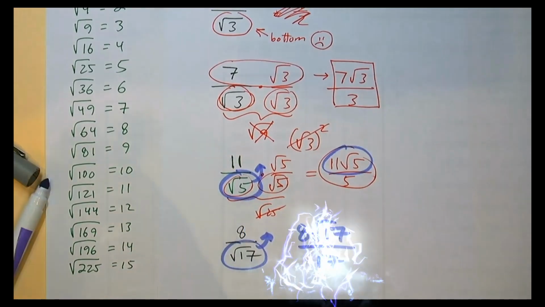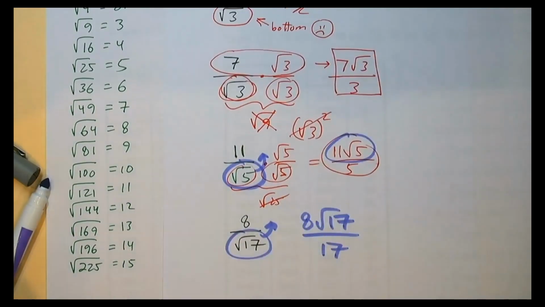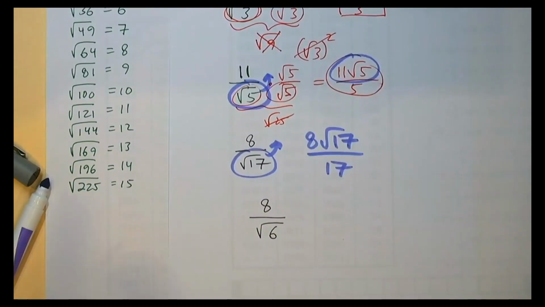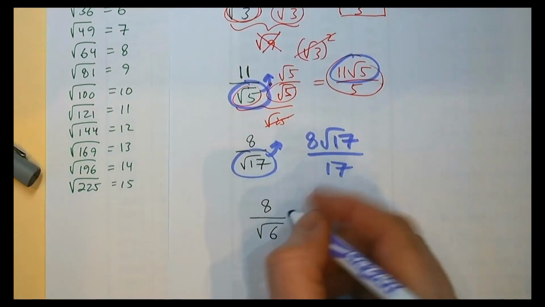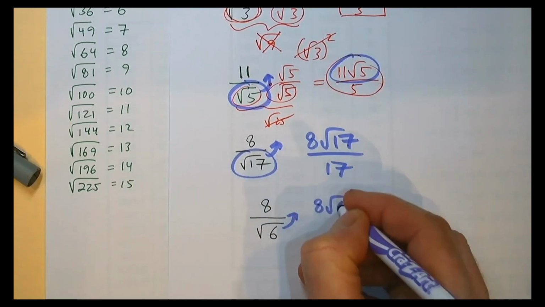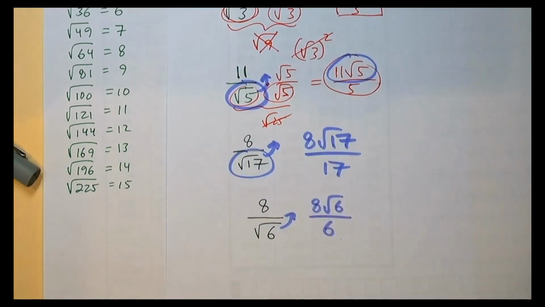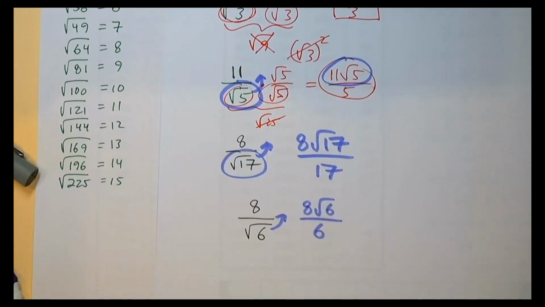Same thing. Sometimes, though, you get a weird one. You can get a strange one, like this. Well, what do you mean strange? Okay, yeah, it's just going to go to the top, right? Yeah, I got the idea. 8 times radical 6 over 6. You're like, yay! You're not done. Can you reduce the fraction?